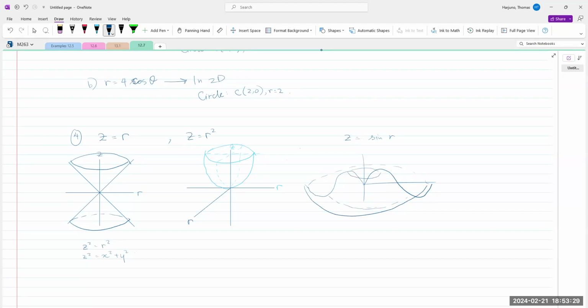Just imagine what happens to that curve if you rotate that around the z-axis. Okay, you graph that first on the rz plane, and then you rotate around the z-axis.